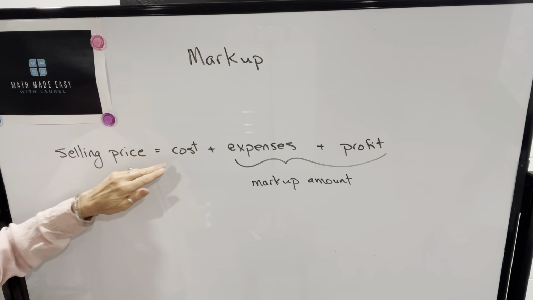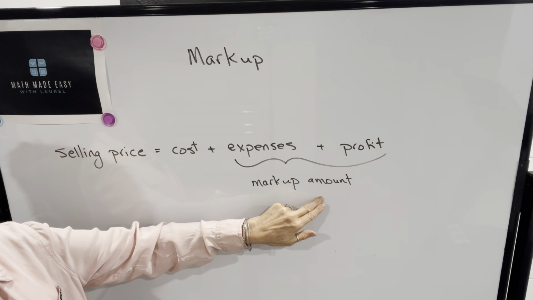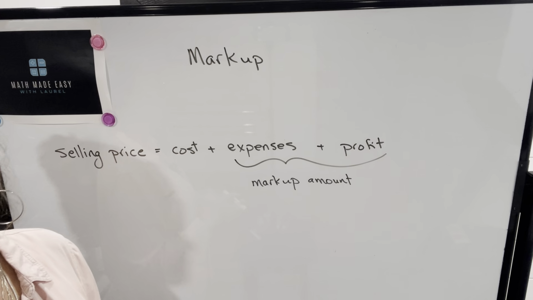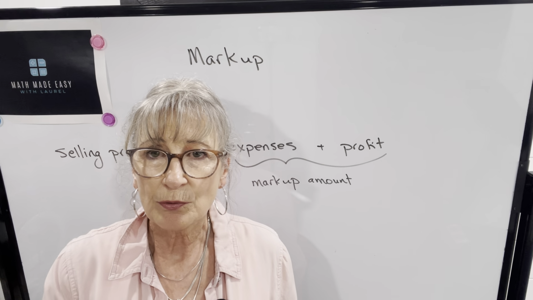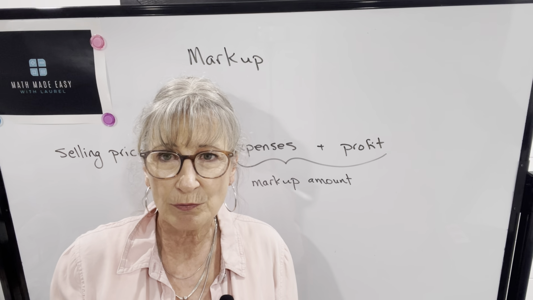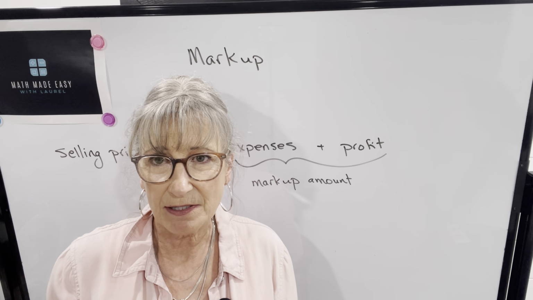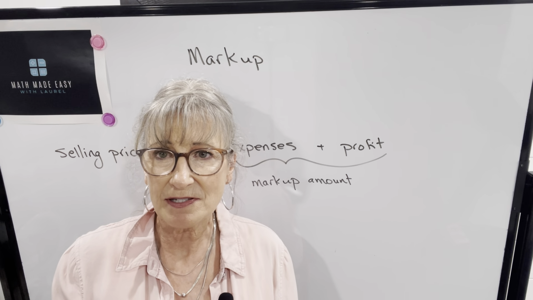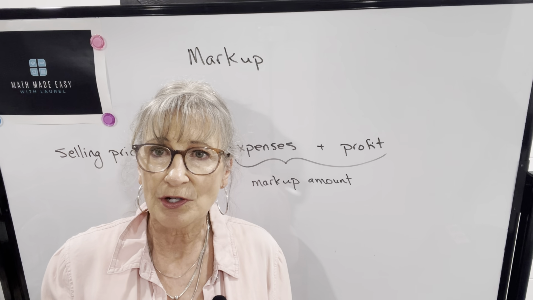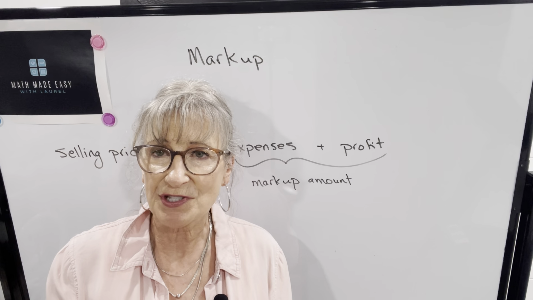So the selling price will equal the cost plus the markup amount. Or expenses plus profit equals markup amount. When talking about this markup amount, we often want to express it as a percent, and there are two ways that it can be expressed as a percent. So it's either based on the cost, in which case it's called the percent markup, or it's based on the selling price, in which case it's called the percent margin.